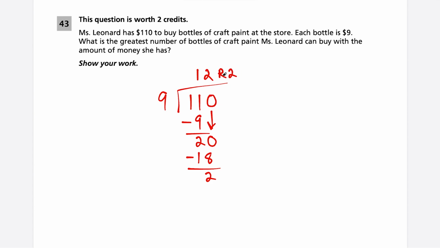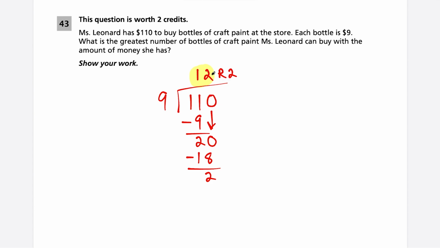So the concept behind what's going on here in the context of this question is that Miss Leonard could buy just 12 bottles of paint. She cannot buy the 13th bottle because she would have $2 left over. And they wouldn't allow her to buy part of the paint. She can't just say, oh, I can't afford the whole thing, let me just pour some of it on the floor and just buy part of the bottle. She could only buy a whole bottle here.